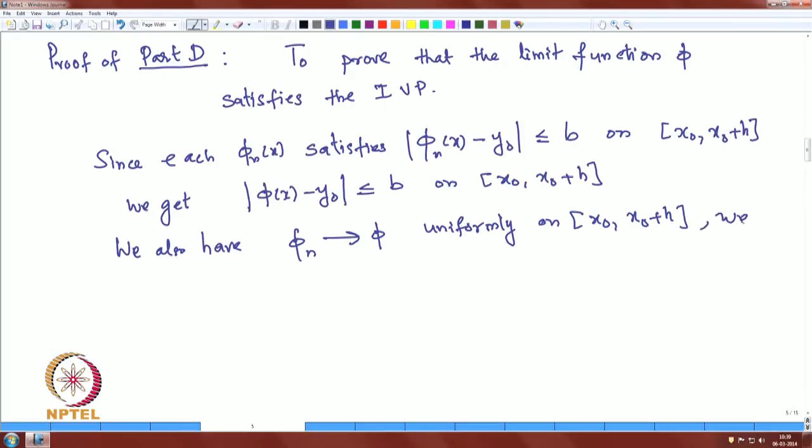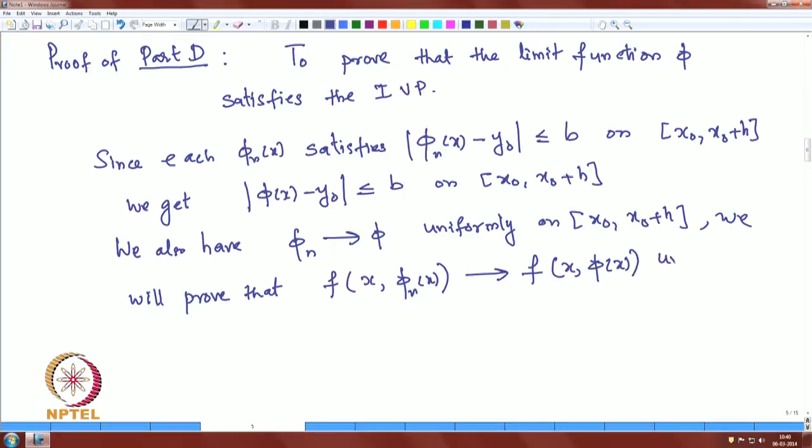We will prove that the function f x phi n x converges uniformly to f x phi x. So, uniformly, on x 0 plus h. So, how is this done?